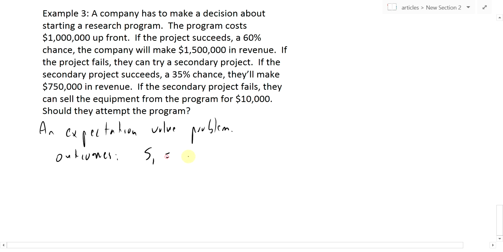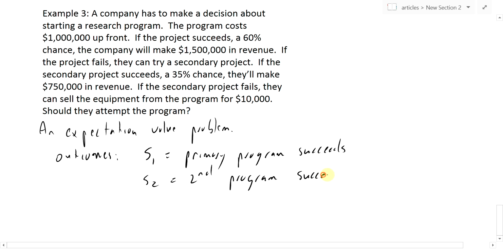We say S1 is the primary program succeeds. That's one possibility. S2 is the primary one failed, but the secondary program succeeds. And then F2, secondary program fails. So those are really the three outcomes. Either the first thing works or it doesn't, and if it doesn't, then either the second thing works or it fails.